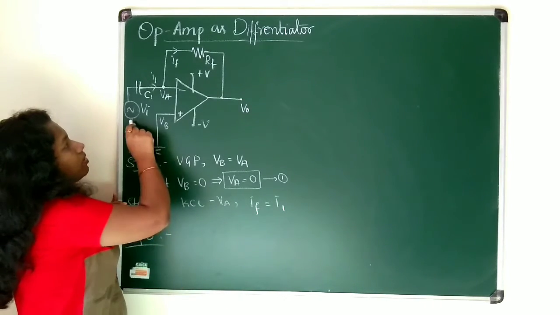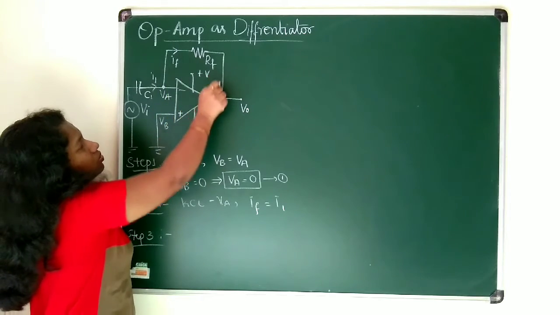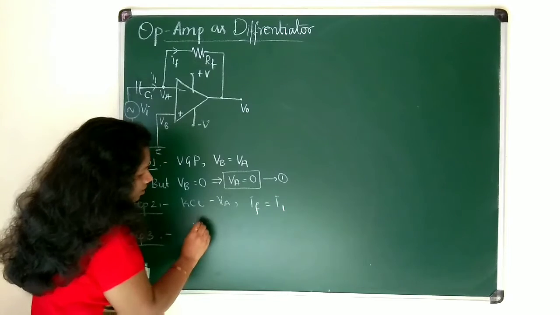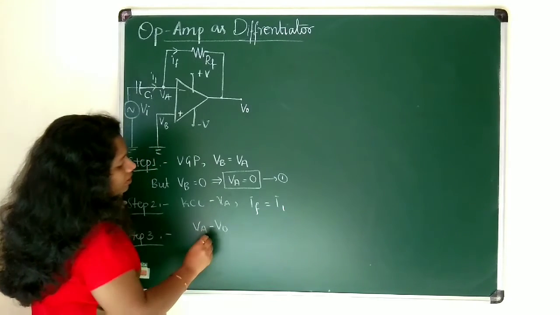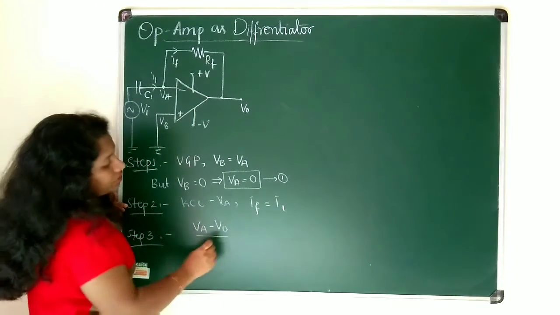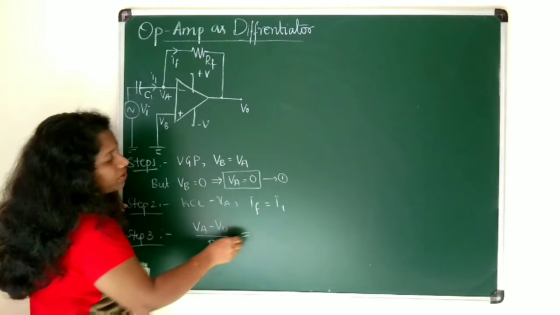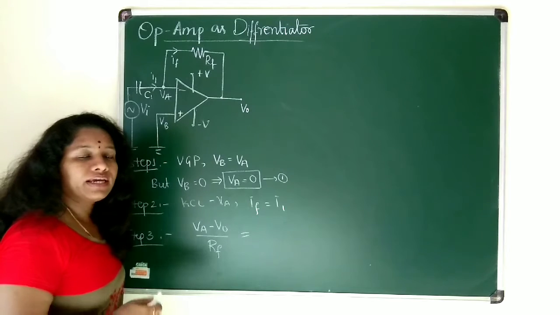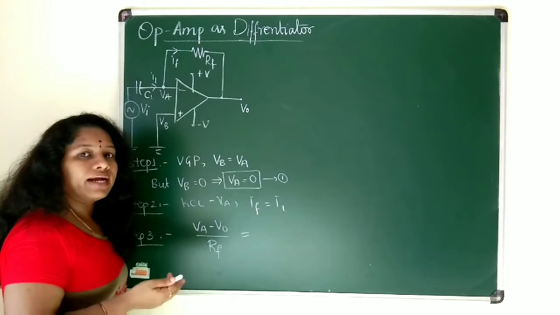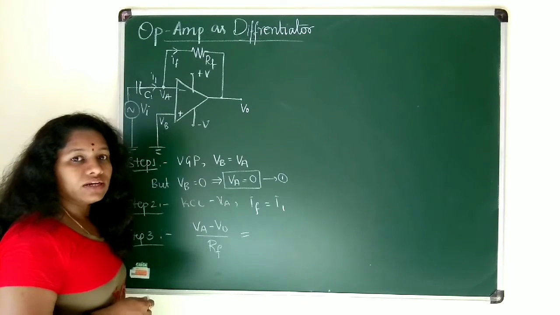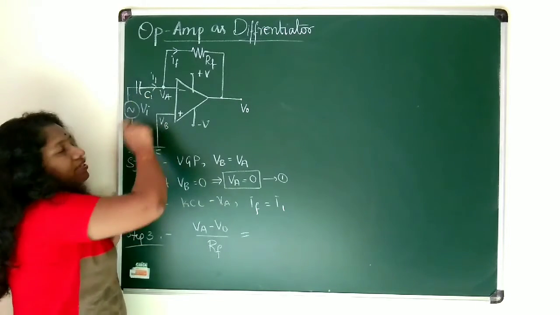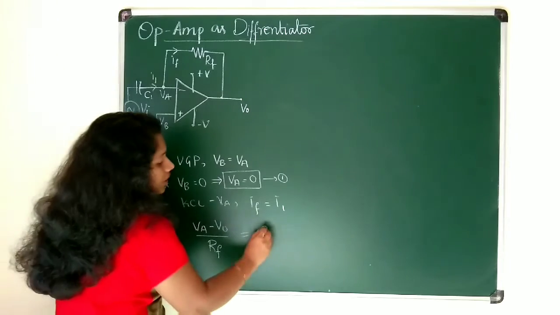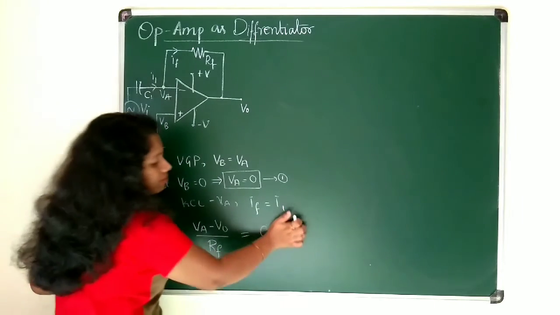Let us write. IF is nothing but the current flowing through this resistor, that can be written as VA minus V0 divided by the resistance RF, is equal to, what is I1? See here, the current flowing through this capacitor. The capacitor will initially be in charging mode during the positive cycle, and it will be discharging in the negative cycle, right? So here I need to find the difference because of the charging and discharging. So I will be writing the value as C1.